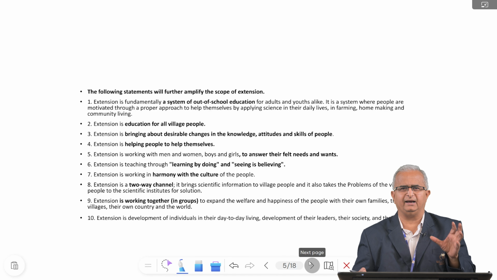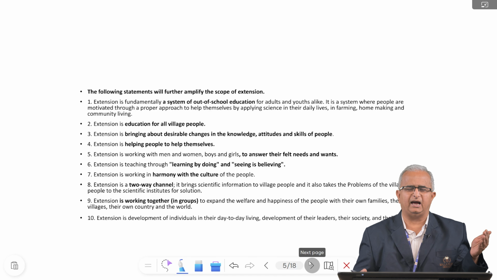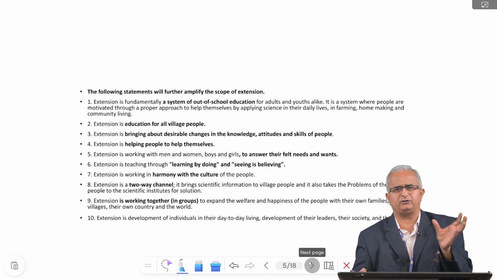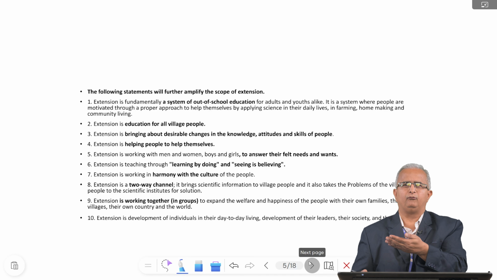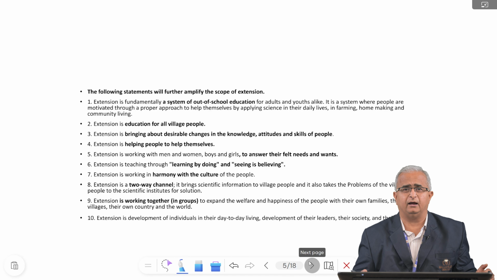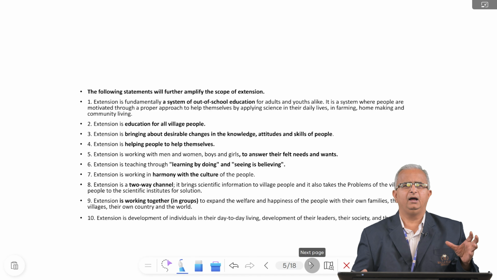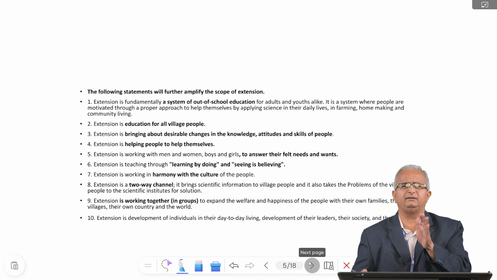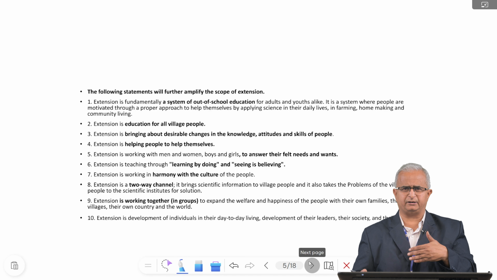Then it's a two-way channel. I said, no, it acts as a bridge between the scientific community and the farming community. From the scientists, we take the technology and transfer it to the farmers. And from the farmers, we collect their problems and try to identify them. The problems will be given in turn to the scientists, so that they do further research and come out with findings. Again, those findings, the solutions, will be given back to the farmers. This is a two-way channel, and the extension worker or the change agent acts as a bridge.